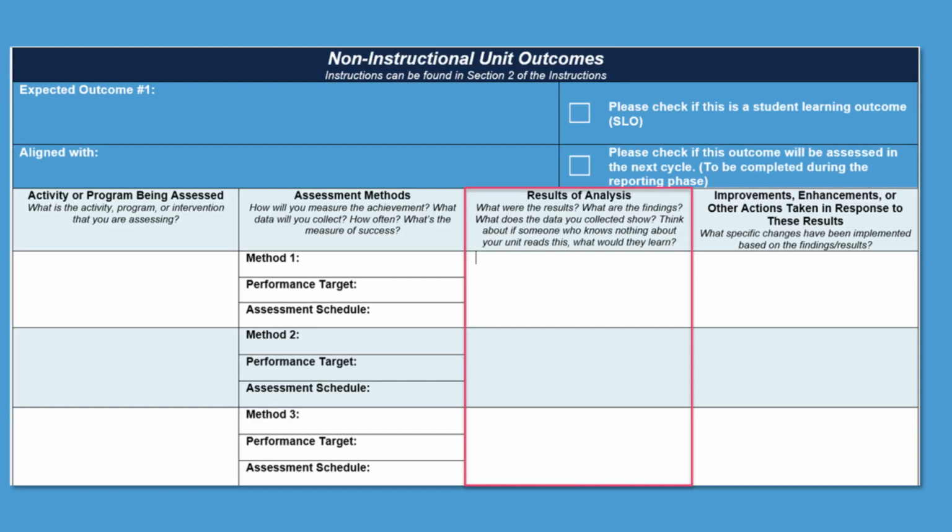The results of analysis section should include specific data with sample sizes and response rates. Comparison to your performance targets. Did you meet, exceed, or miss them? Both expected and unexpected findings, analysis of patterns and trends, and most importantly, what the data means for your unit's effectiveness. Write this for readers who are unfamiliar with your work. They need context to understand your results.